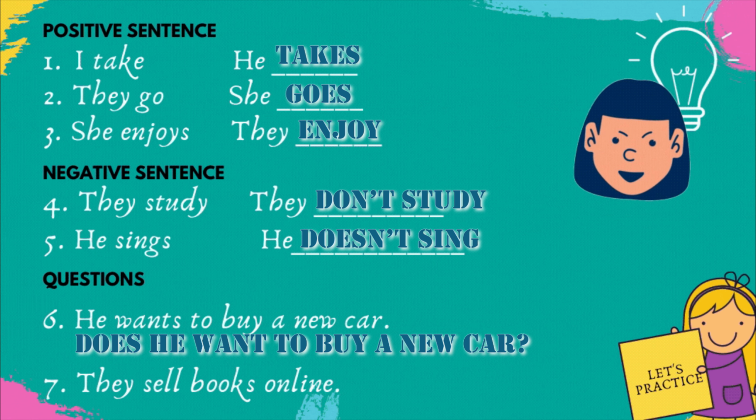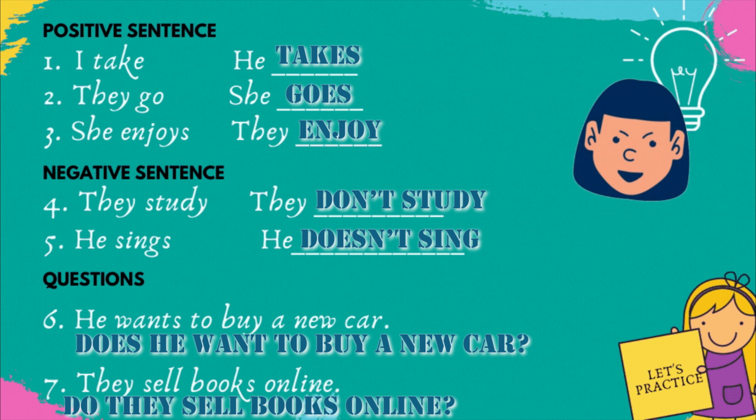And for number 7, they sell books online. What is our subject? Here, the subject is they. So we will use do. Do they sell books online?